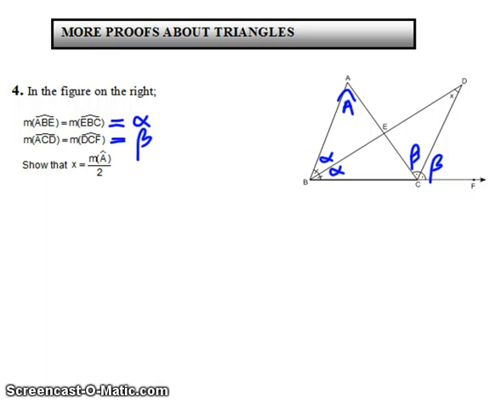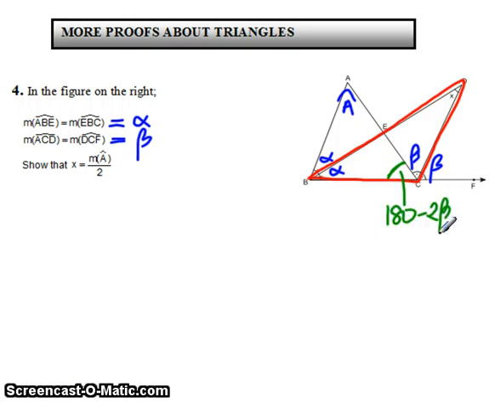So first, let's take triangle BDC. Before we do that, let's see if we can come up with an expression for this angle here. Have a go. Alright, so we should have seen that this is 180 minus 2 beta because they're supplementary. Now let's look at the red triangle, and see if you can find an expression for x.